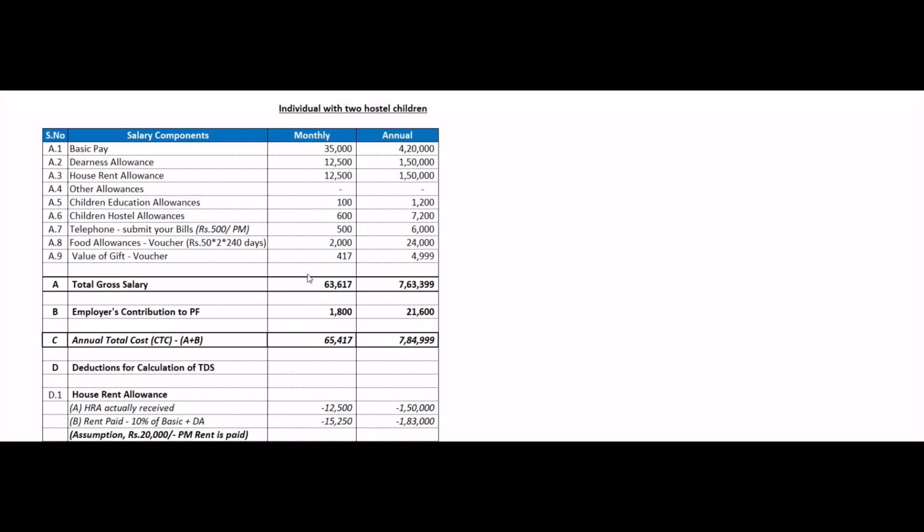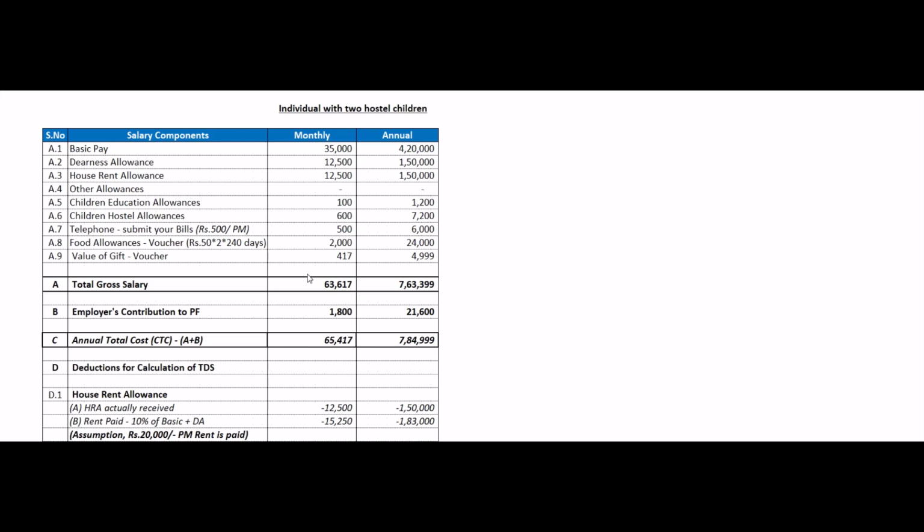Now the second difference is children education allowances. Income Tax Act states that if the individual's child is studying, then they get an exemption amount of rupees 50 per month restricted to two children. So in a year an individual gets 1200 as tax free salary. Then children hostel allowances. So if an individual's child is living in a hostel, he gets an allowance of rupees 300 per month restricted to two children. So this results in rupees 7200 per annum, which is tax free.